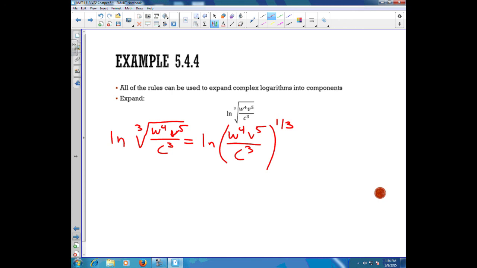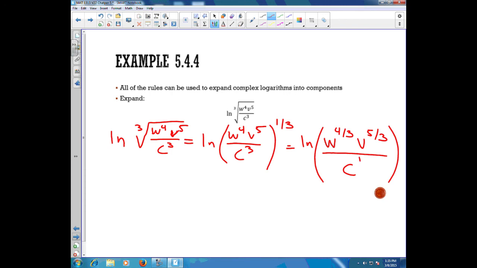Now remember, when we raise a power to a power, we multiply. And so w to the fourth power raised to the 1/3 power, that's going to give us w to the 4 times 1/3, or 4/3. v to the 5 times 1/3, which is 5/3. And c to the 3 times 1/3, which is just 1.